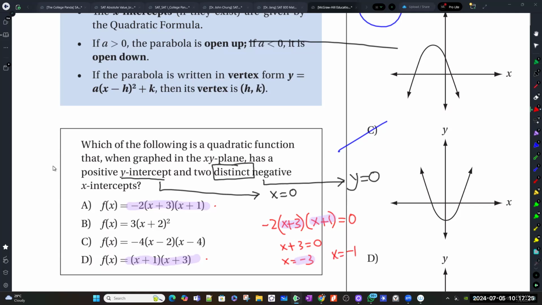Option C will give you two distinct positive x-intercepts. Option B is giving you not a distinct one, but minus 2 as the x-intercept, which is not distinct. Minus 2 is happening twice. It's just one, not two. Okay.